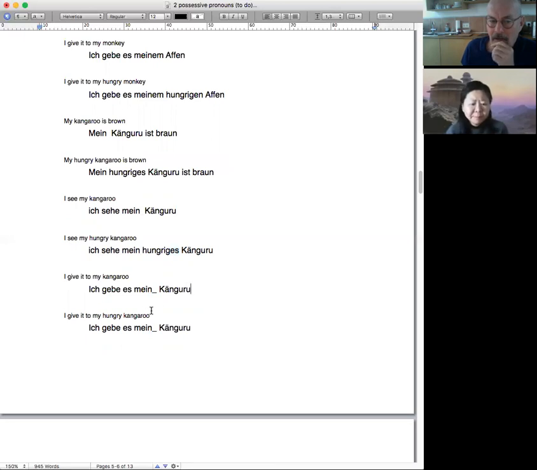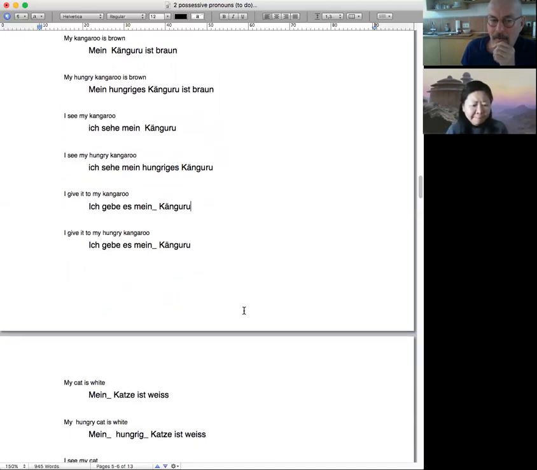I give it to my kangaroo. Ich gebe es meinem Känguru. What letter goes there? E-M, meinem. This is the receiver of the thing. This is the person who gives. This is the person who receives. And this is what they get. I give it to my hungry kangaroo.